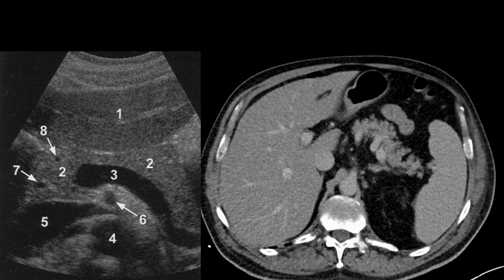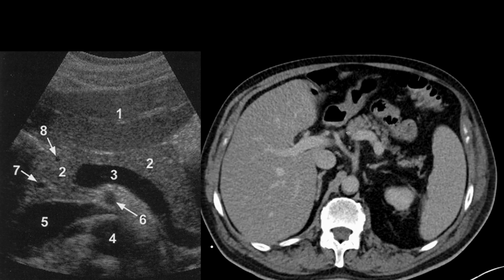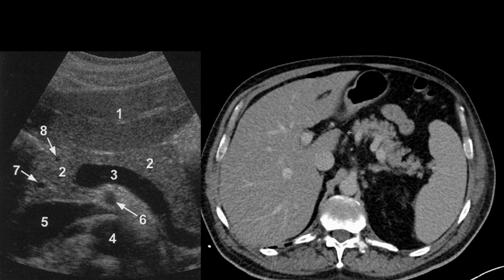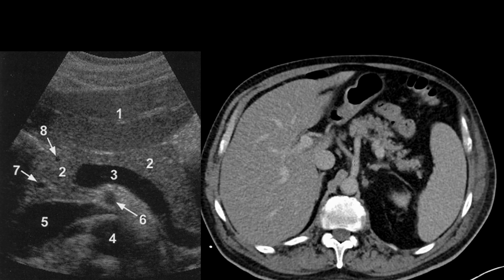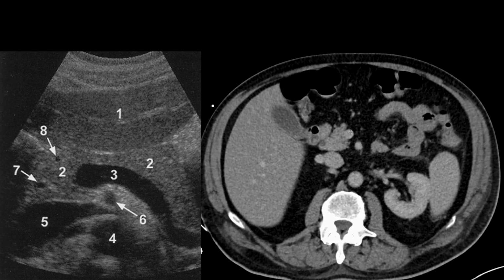So lots of high yield anatomy here, correlate it with the ultrasound and go back and forth. Practice this on your own CTs. Again, here's our big red, there's the celiac, there's the SMA, SMV. SMA should be to the left, the SMV should be to the right.